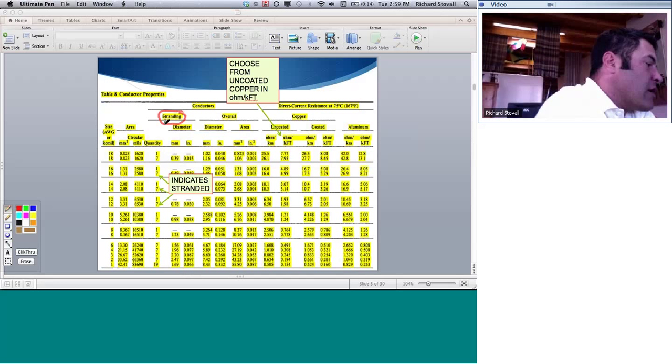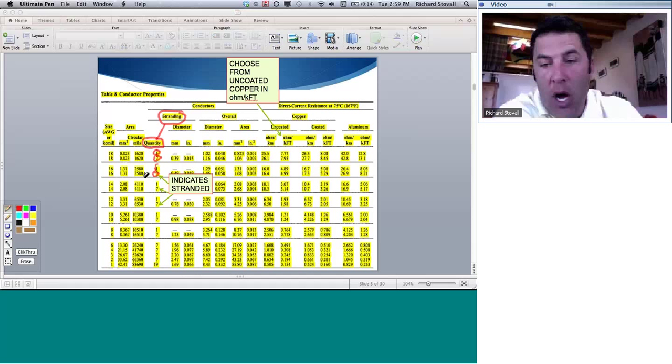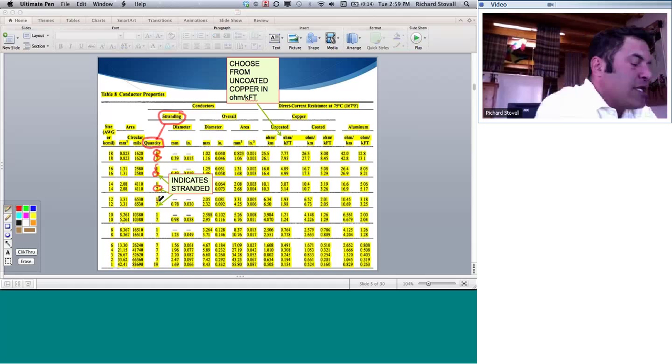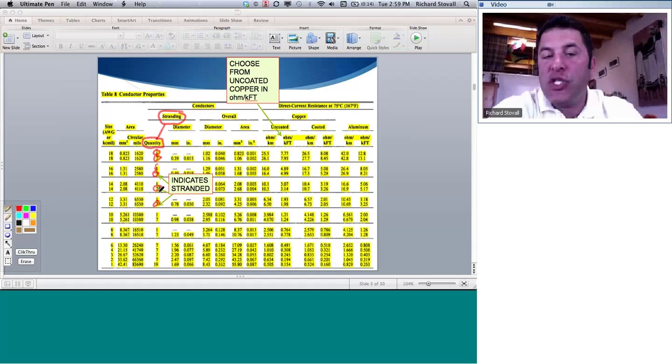It says 1 or 7. Know that 1 is an indication of a solid conductor, and the 7, which you see here, is an indication of a stranded conductor. So we are always meant to be pulling from the stranded conductor table. Typically for PV systems, you're always using stranded conductors. If for some reason you were using solid somewhere, you would do your voltage drop calculation from the number 1 column, the solid column. But for these exercises, we're using stranded.